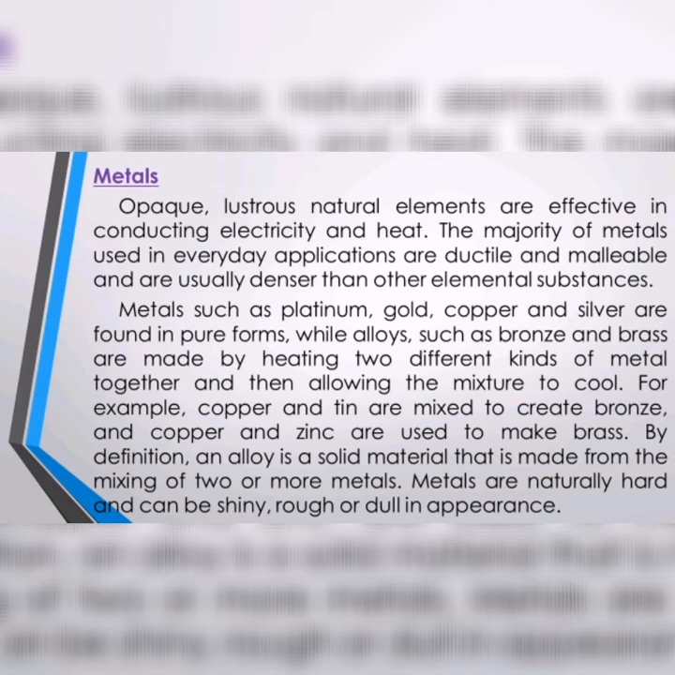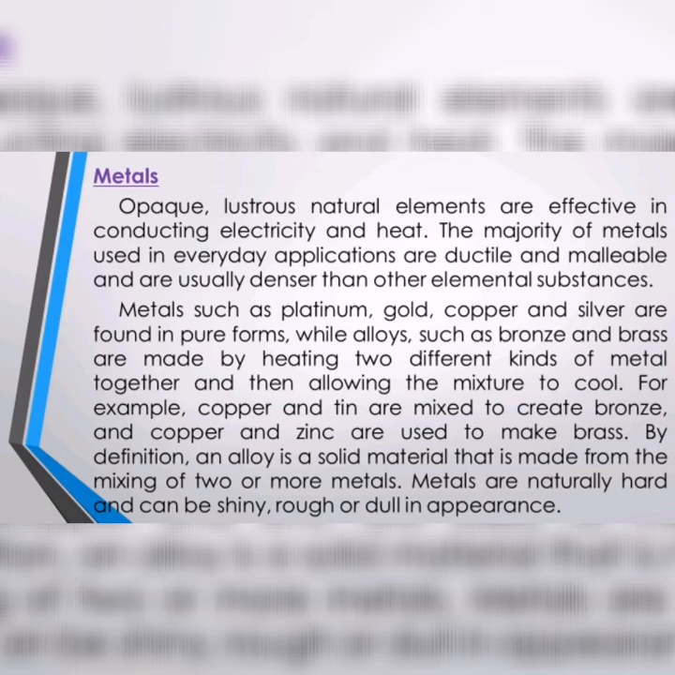Metals such as platinum, gold, copper, and silver are found in pure forms, while alloys such as bronze and brass are made by heating two different kinds of metal together and then allowing the mixture to cool. For example, copper and tin are mixed to create bronze, and copper and zinc are used to make brass.